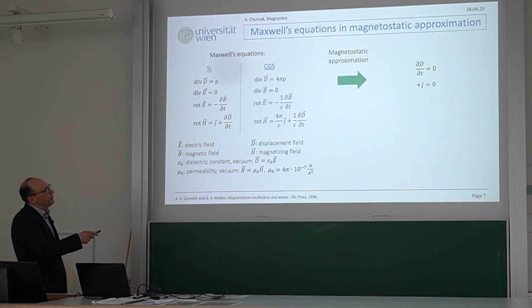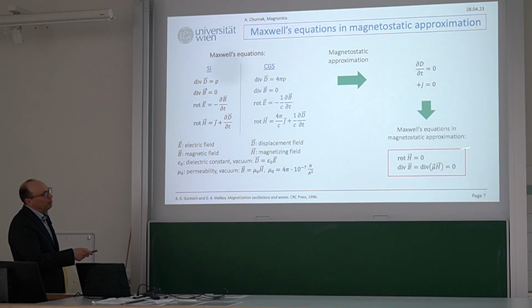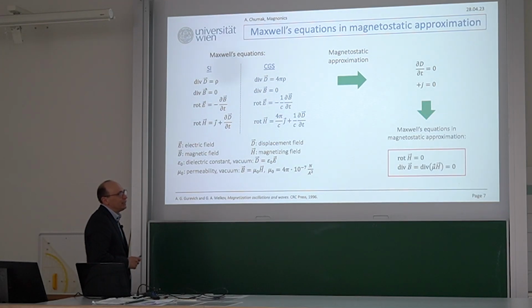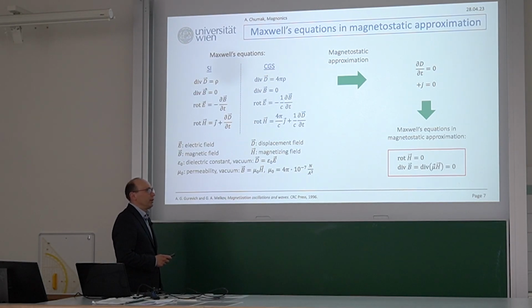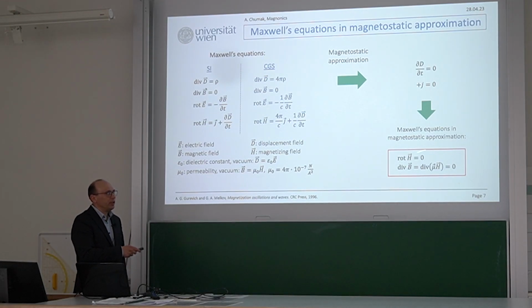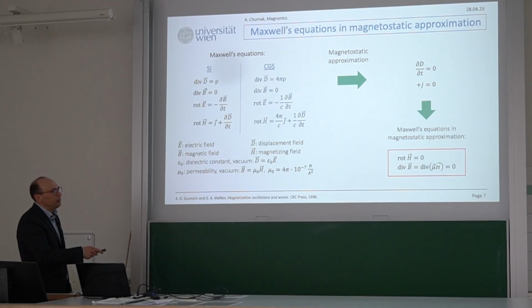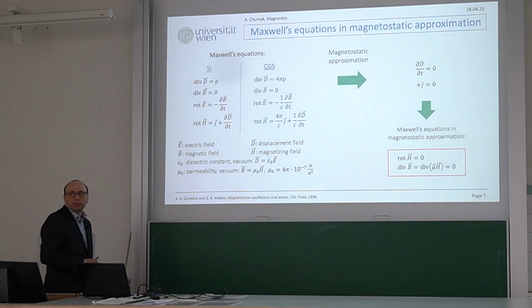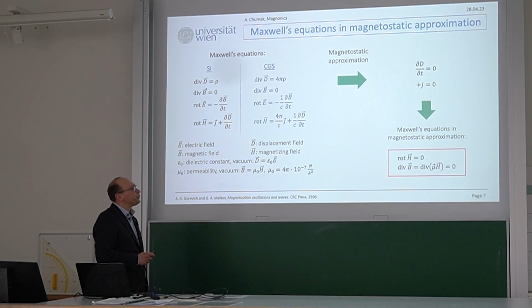Therefore this is 0, and then you are getting Maxwell equations in the magnetostatic approximation, which tells us that rotor H is equal 0, divergence B is equal 0. Or B you can rewrite via the magnetic permeability tensor mu times the magnetic field H. And that's what we need in order to be able to get dispersion curves for magnetostatic waves.